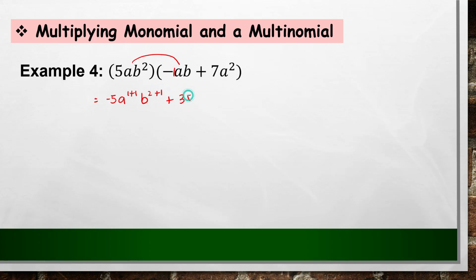Plus, I'll just write 35. 5 times 7 is 35. Then a raised to 2 plus 1. I just write the b squared. I need to include that. So negative 5a squared b raised to 3 plus 35 a raised to 3 b squared.